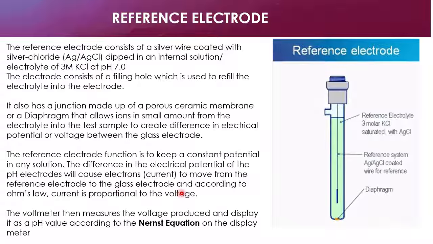And according to Ohm's law, we know that current is proportional to the voltage. The voltmeter then measures the voltage produced and displays it as a pH value according to the next equation on the display meter.